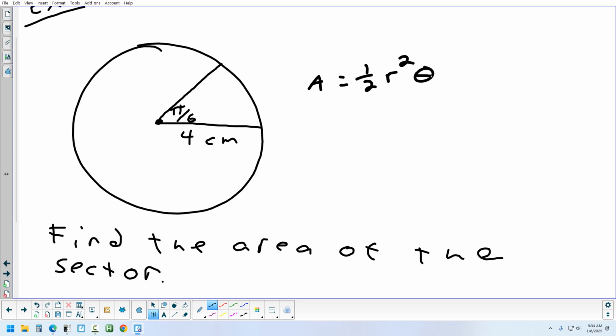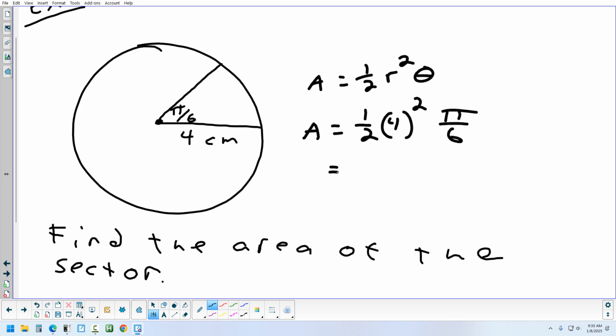Now start filling in everything that they gave us. What did they give us for the area? We're finding it. They didn't tell us that. What did they give us for the radius? 4 centimeters. And what did they give us for the angle? Pi divided by 6. Pi divided by 6, what? Radians. And what was supposed to be the unit that we need? Radians, so it's fine. So pi over 6, that's what we need.